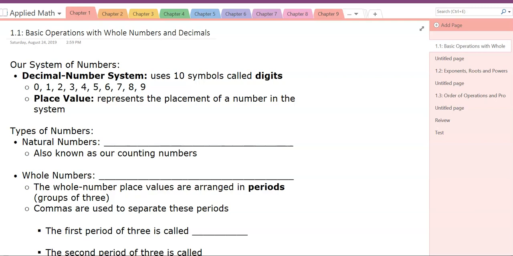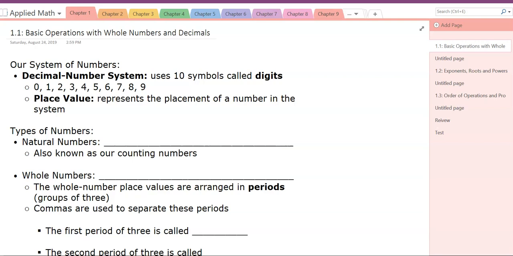Chapter 1, Section 1 is about basic operations with whole numbers and decimals. So we're first going to go over our system of numbers. Our system of numbers uses the decimal number system, which uses 10 symbols that are called your digits. So those would be the numbers 0 through 9. Place value represents the placement of the number in the system, so whether it be a whole number or even when we get into our decimals.